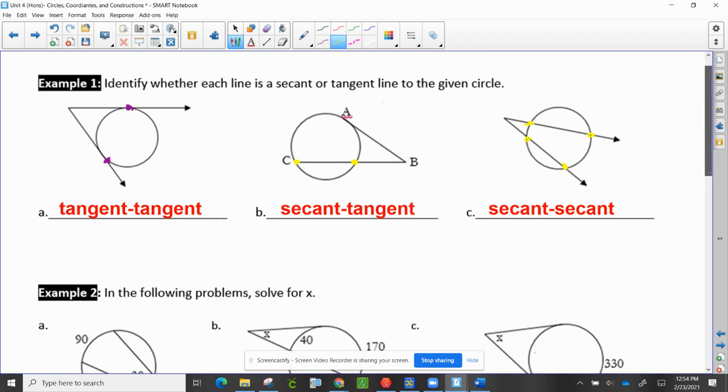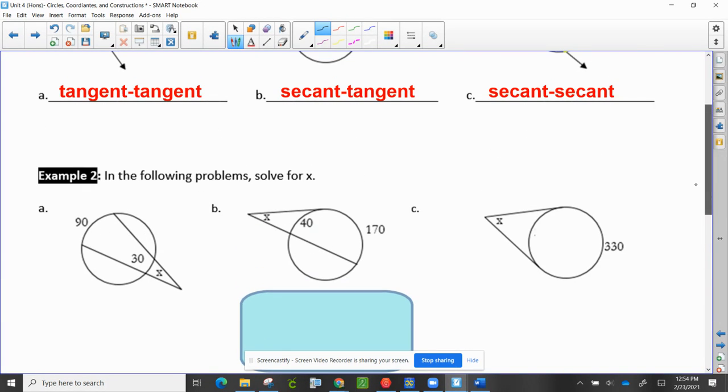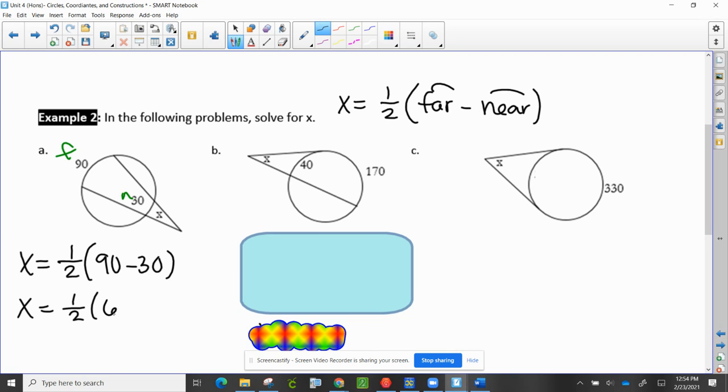All right, let's put our formula to work here on the bottom. I have lots of examples today, so we might not go through all of them, but there'll be extra ones if you want to practice. According to our formula, our angle x here is equal to 1/2 times the far arc minus the near arc. For this one, if we set it up, x is equal to 1/2 times the far arc, which is 90, minus the near arc, which is 30. So 1/2 times 90 minus 30, which is 60. Half of 60 would be 30 degrees.